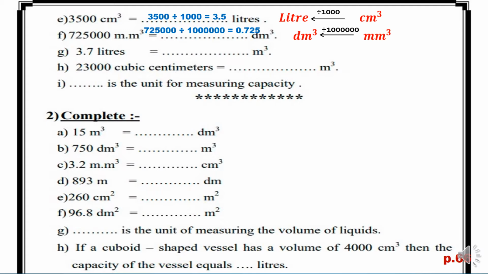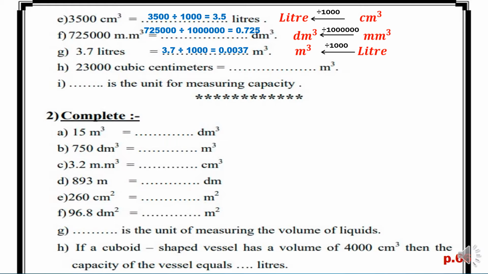In letter G, 3.7 liters equal how many meter cube? So to change from liter to meter cube, I will divide by thousands. So 3.7 divided by 1000 equals 0.0037 meter cube.